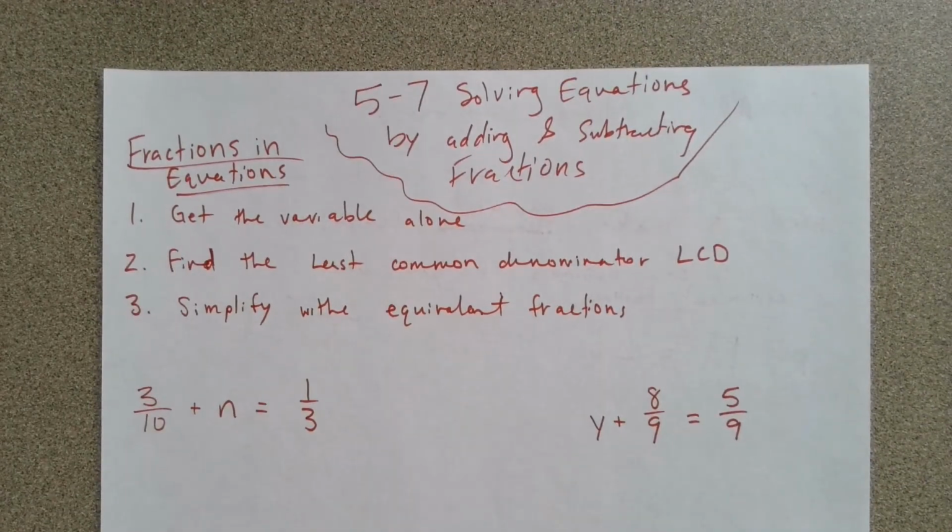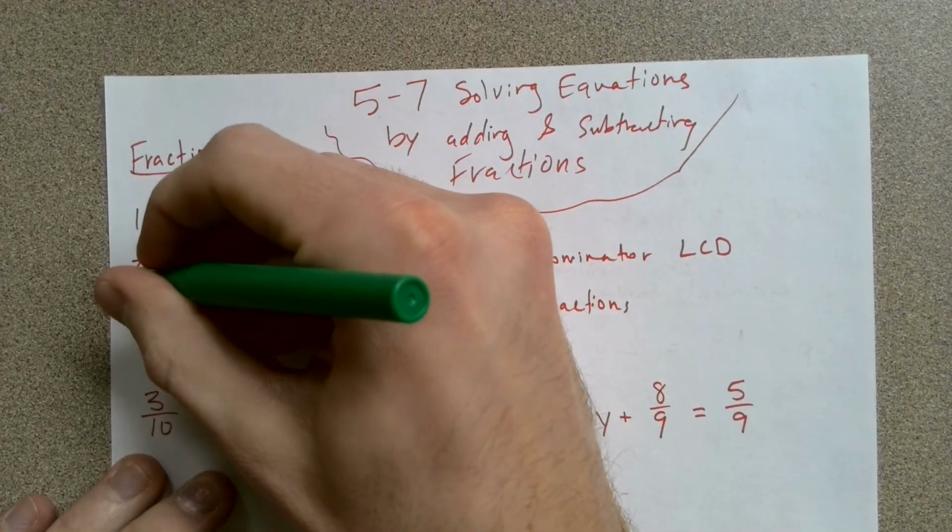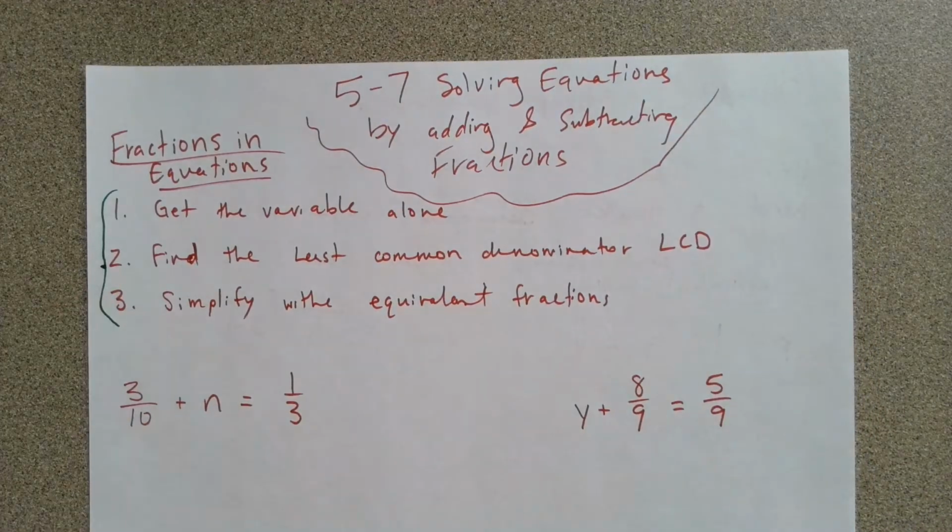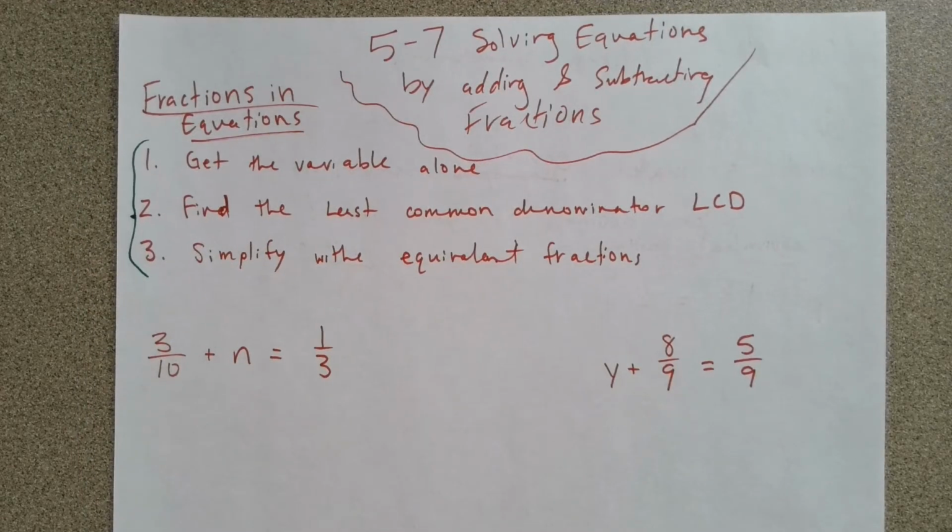All right, I made a three little step process here if you like having those steps to follow. First one is get the variable alone. Second one is to find the least common denominator, something we've done before. And the last one is simplify with equivalent fractions. You're going to make those equivalent and solve from there. So let's just jump right in with some examples here.